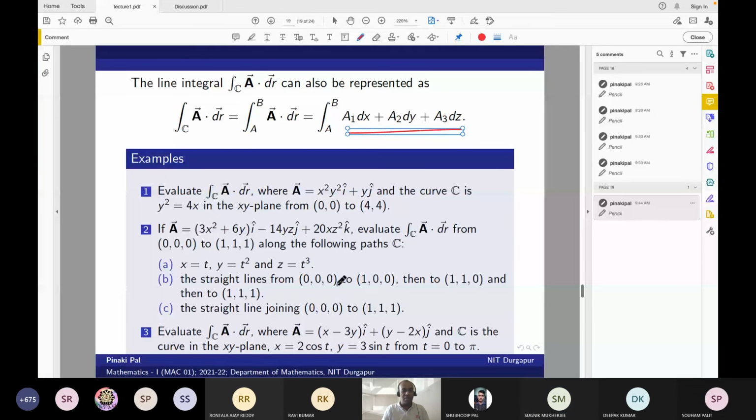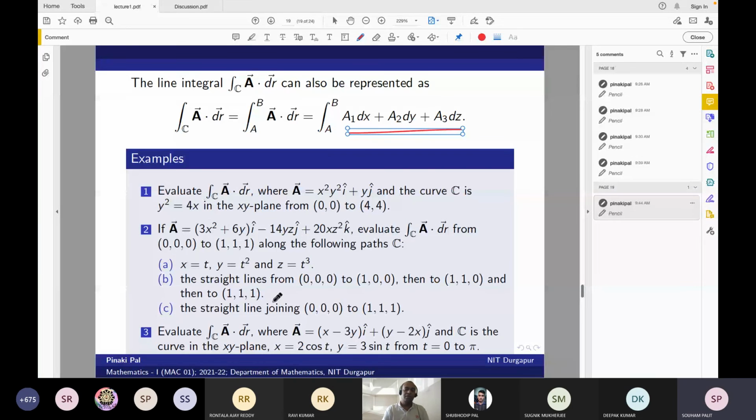Okay, these two I will show in the next class, and the third one I will leave for you. Try to solve this, and if you can solve part B and part C, that is also fine.